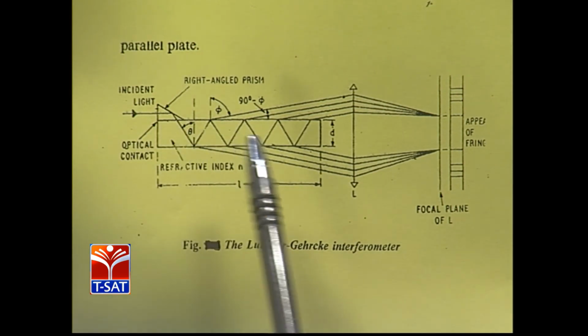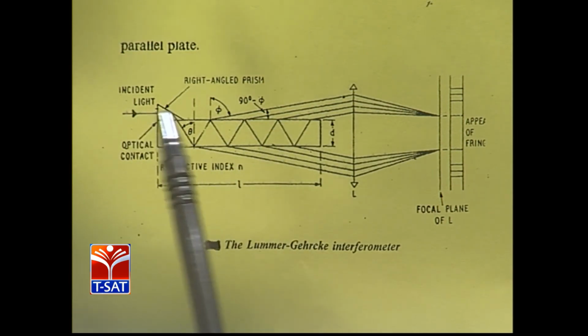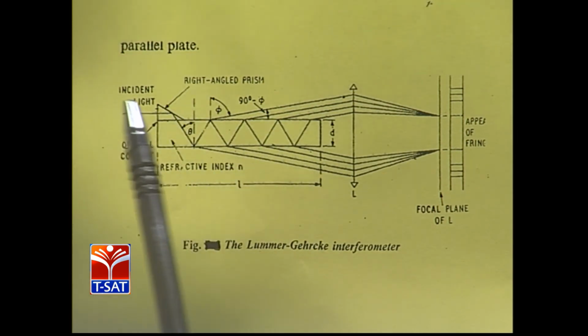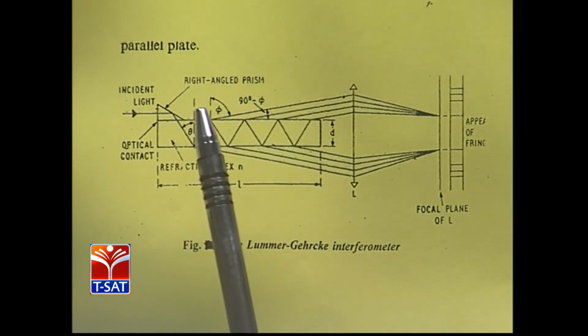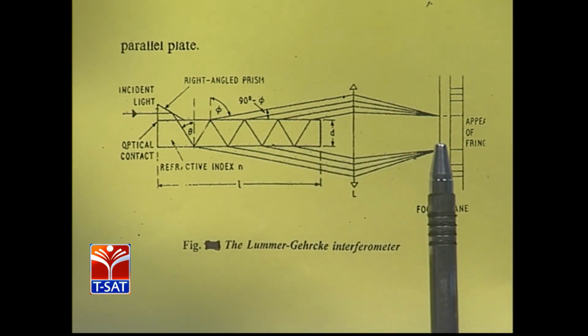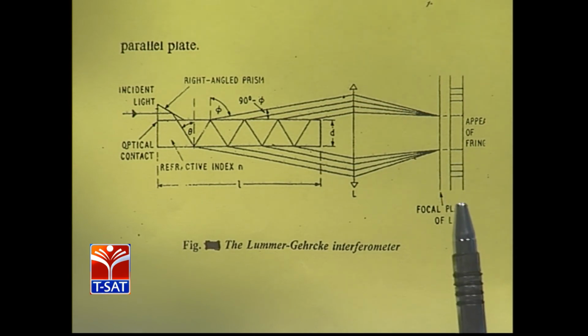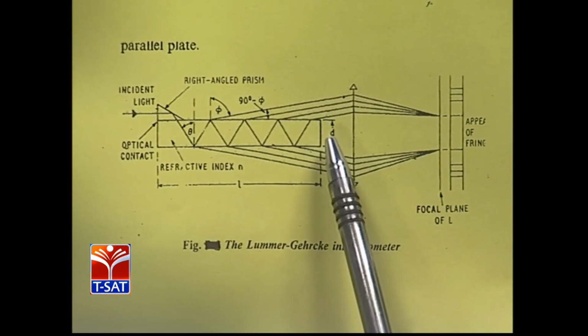This interferometer is a simple plate attached to a simple right angled prism. The light ray enters into this and gets reflected several times, and in each reflection it will go there, and using a lens it is being caught on this particular focal plane, and we will get a spectrum of that. D is the thickness of this particular plate.